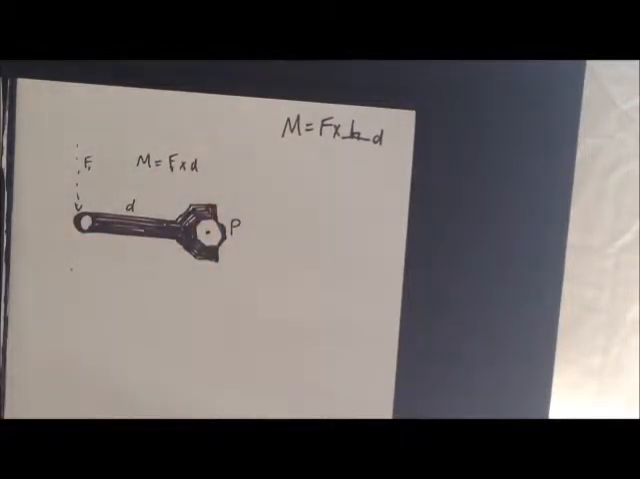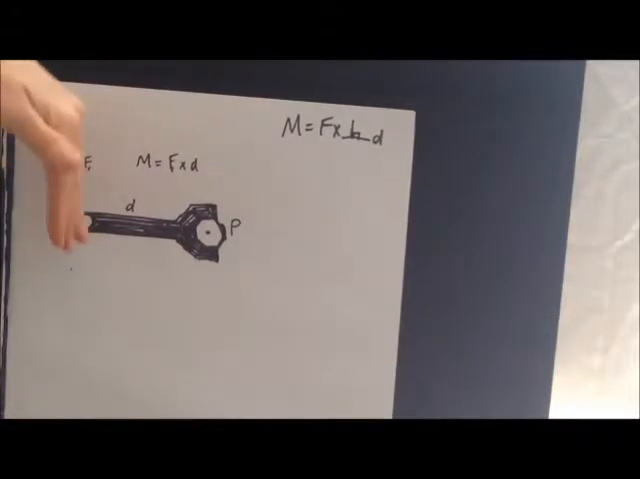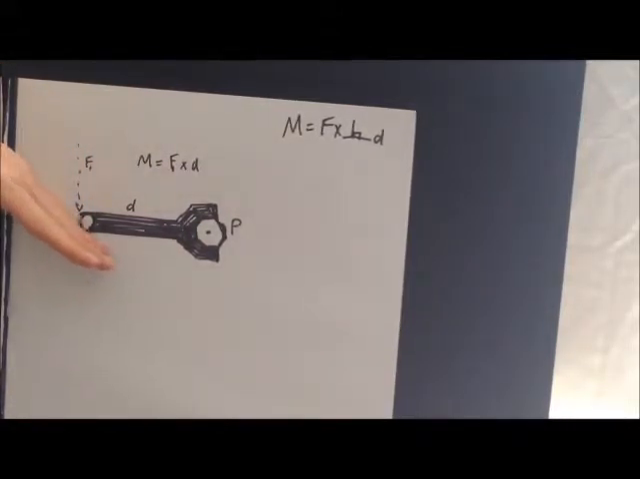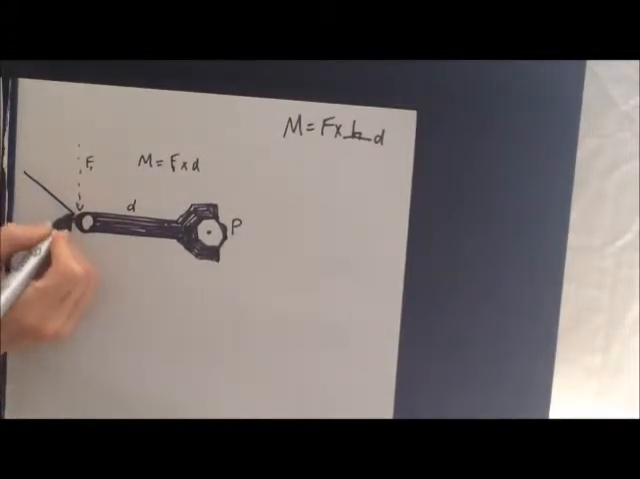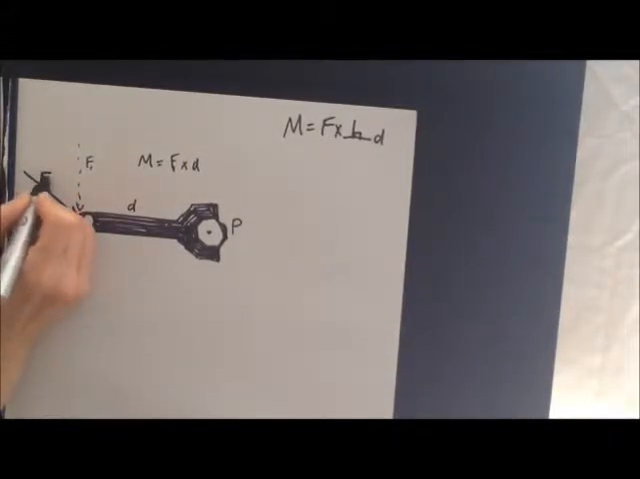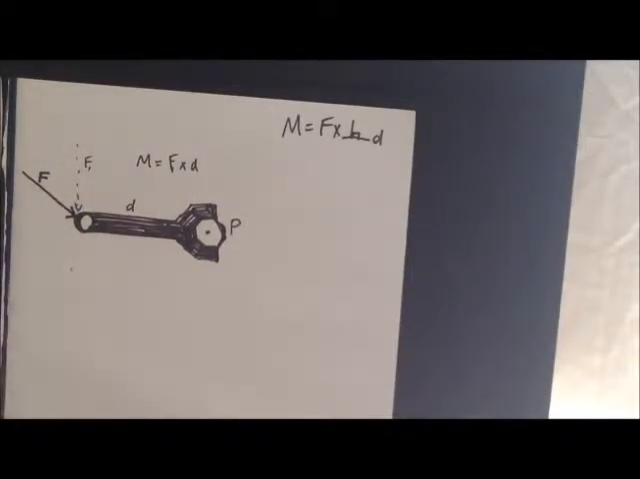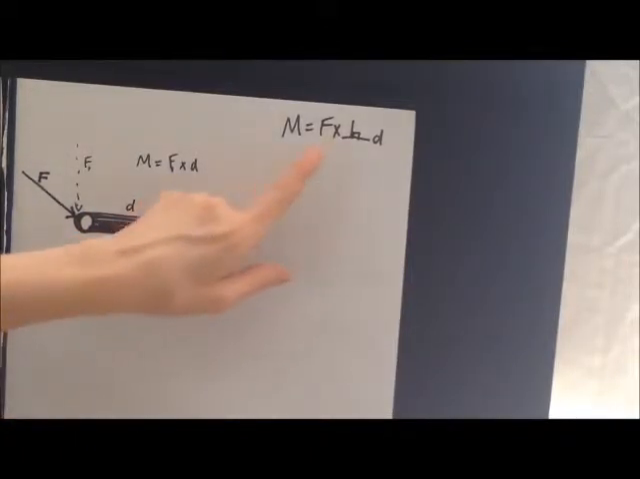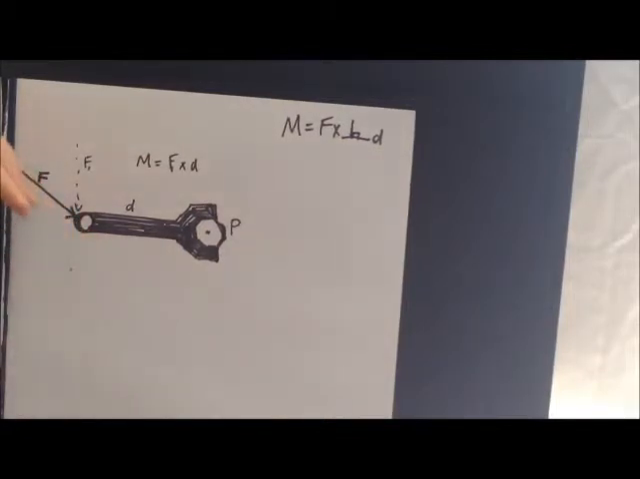But we don't always have a perpendicular force times a moment arm to work out a moment. Sometimes when you're pushing on a spanner, you can't actually press straight down, perhaps because you can't get your arm in that position, and so you actually have to press this way. If that's your force here, how do you actually work out the force times the perpendicular distance? Because this distance is no longer perpendicular to the force.